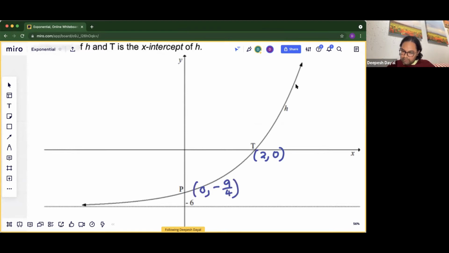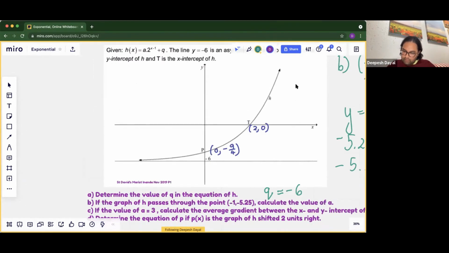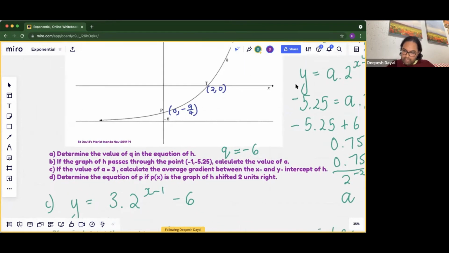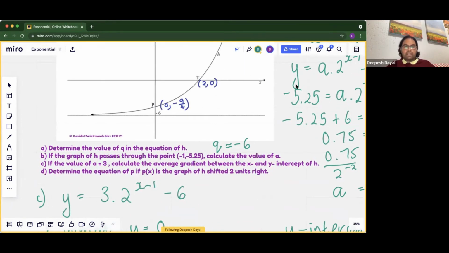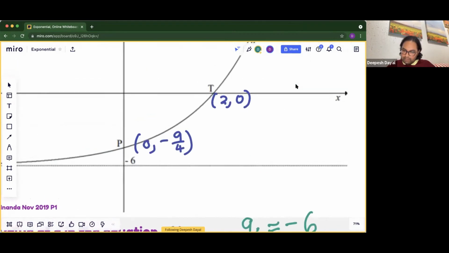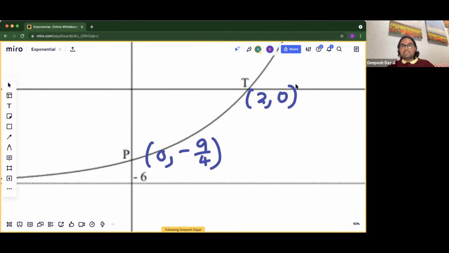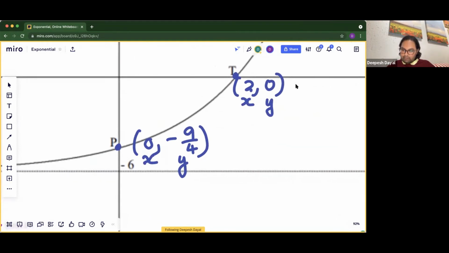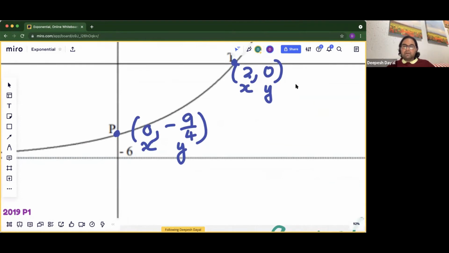Now, what does the question say? The question says, determine the average gradient between the x and y intercept. So they want the average gradient between the x-intercept and y-intercept. So all we need to do is use the gradient formula here between the x and the y intercept to calculate the average gradient. So we work out the gradient between the x and the y intercept, right? What is the formula for the gradient?